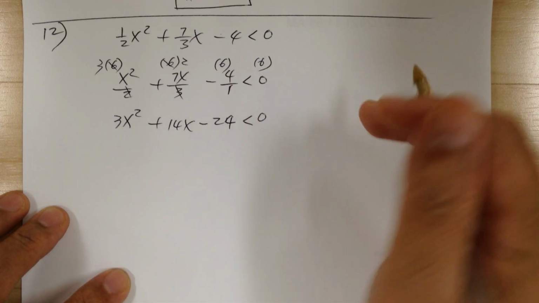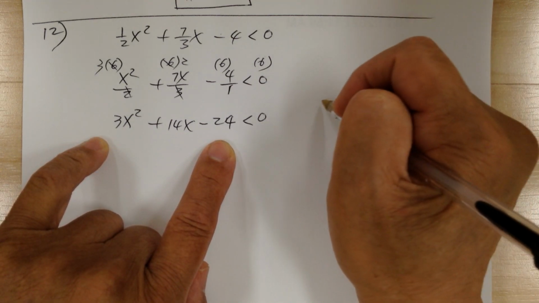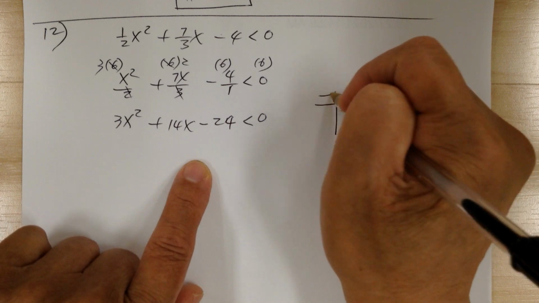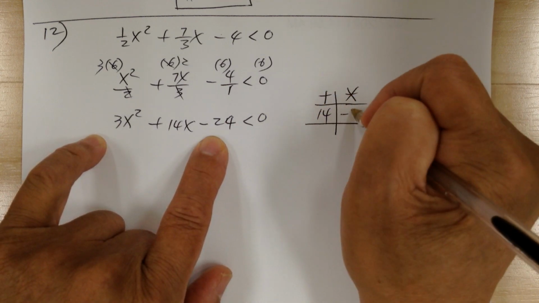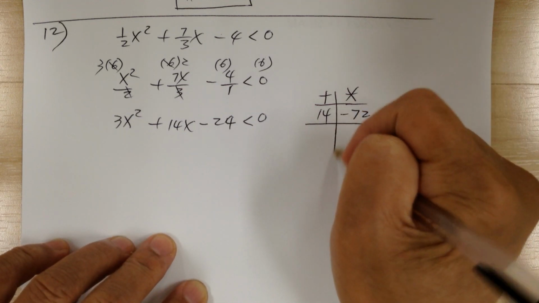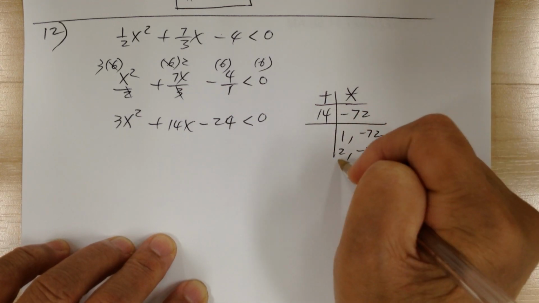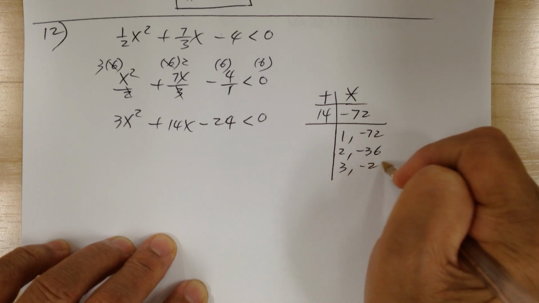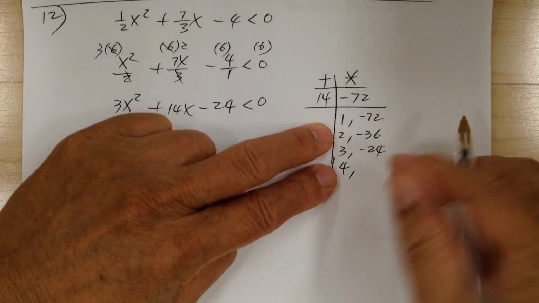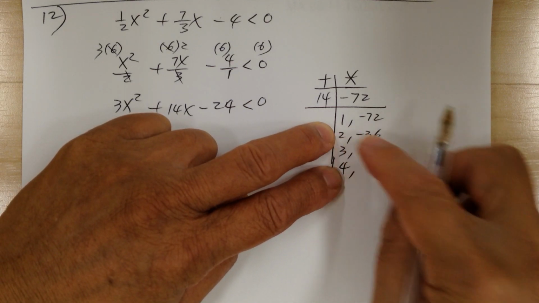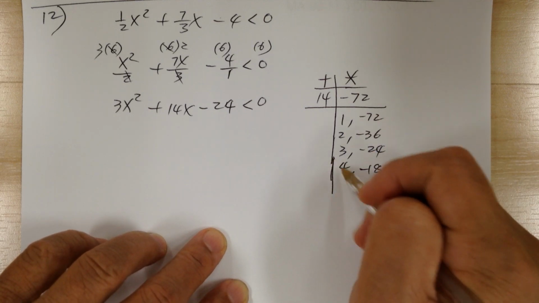Okay, so from here, you need to do factoring. So you go through a checklist. This would be step 4. You need to add to get 14, and you need to multiply to get negative 72. Okay, so start with 1 comma negative 72, 2 comma negative 36, 3 comma negative 24. Okay, 4. When you get to 4, you want to use the 2. So this is twice as much as that, so this would be half of that. So minus 18. 5 does not work.